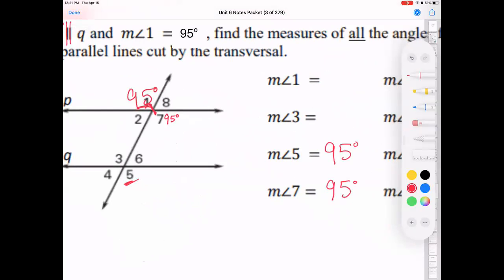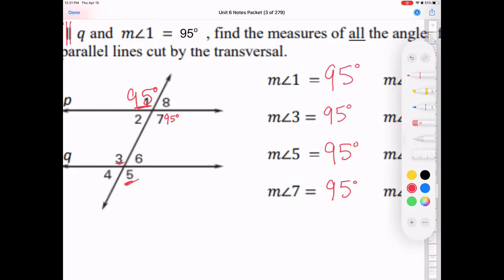Again, we're still using angle 1 as the base number to use. Looks like angle 1 and angle 3, those guys would be corresponding, which are also the same. So angle 3 is 95 degrees. And then for angle 1, we already knew it was 95.